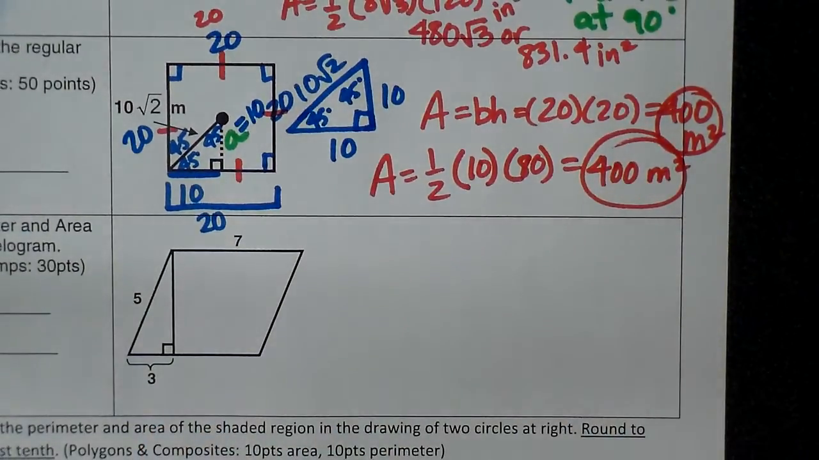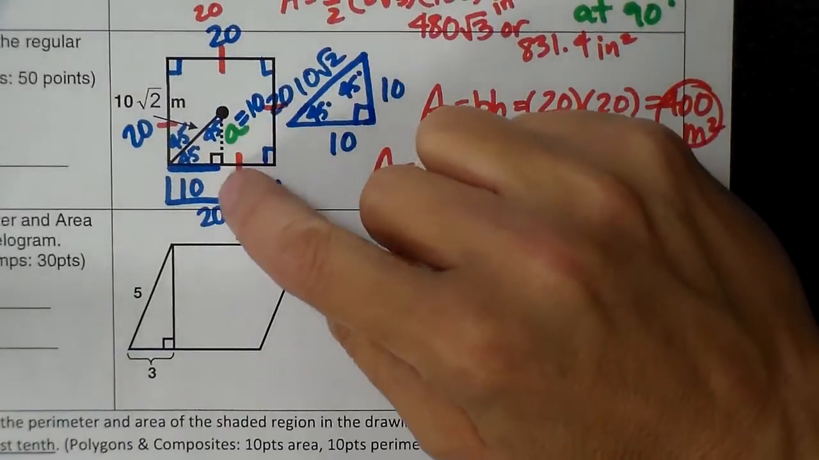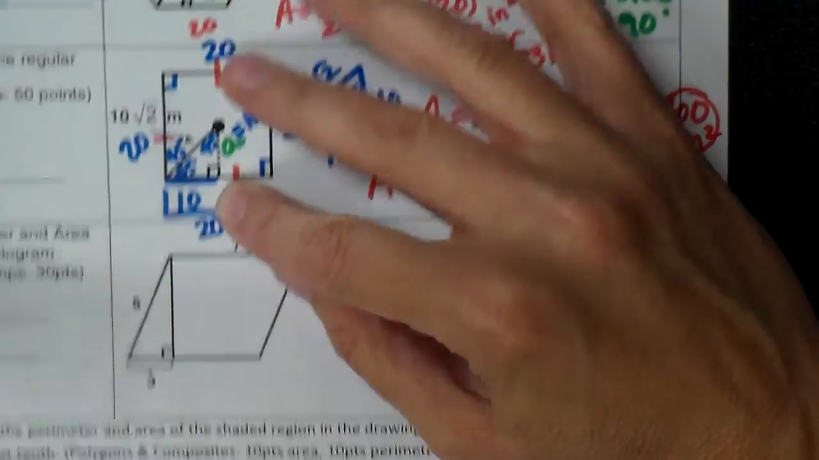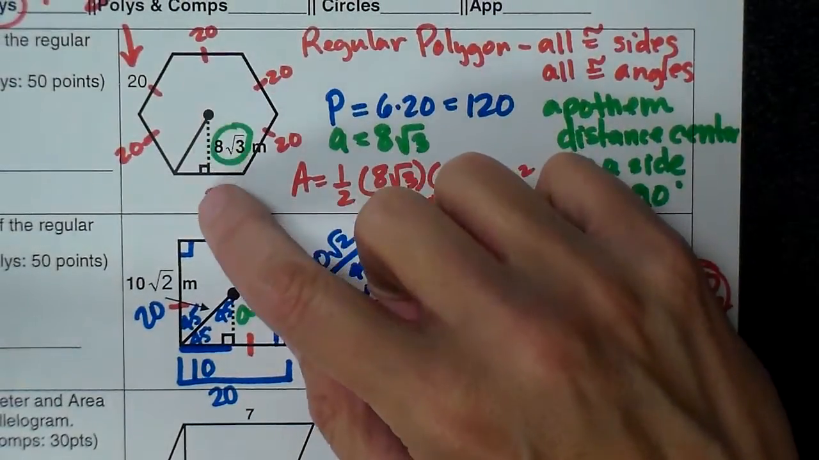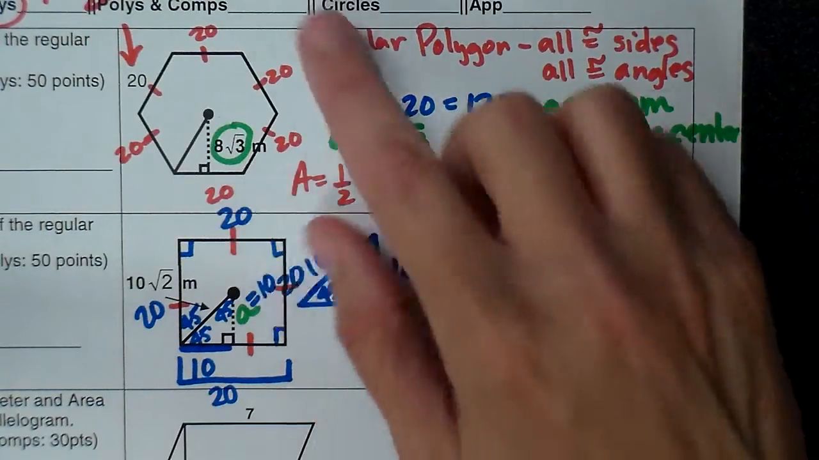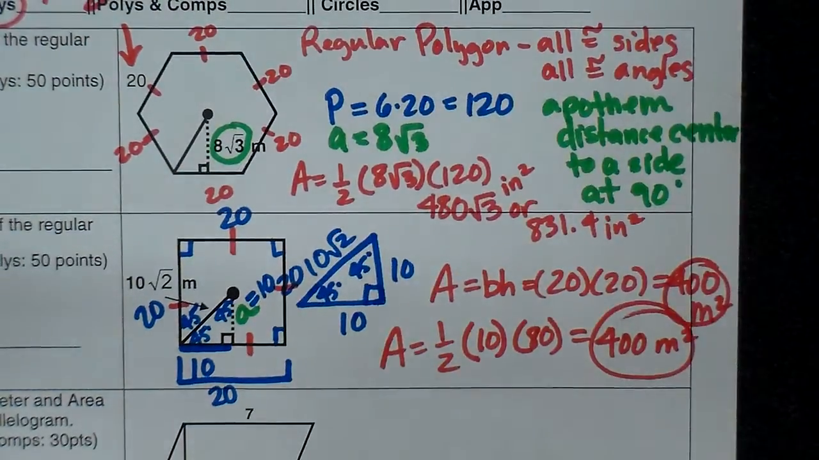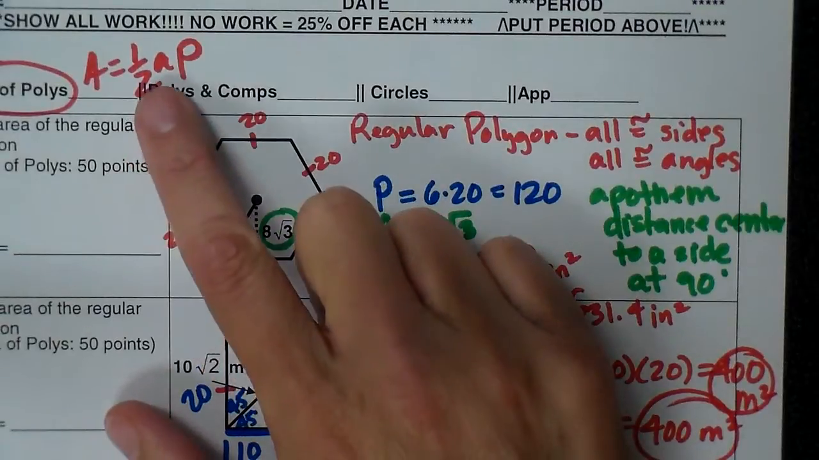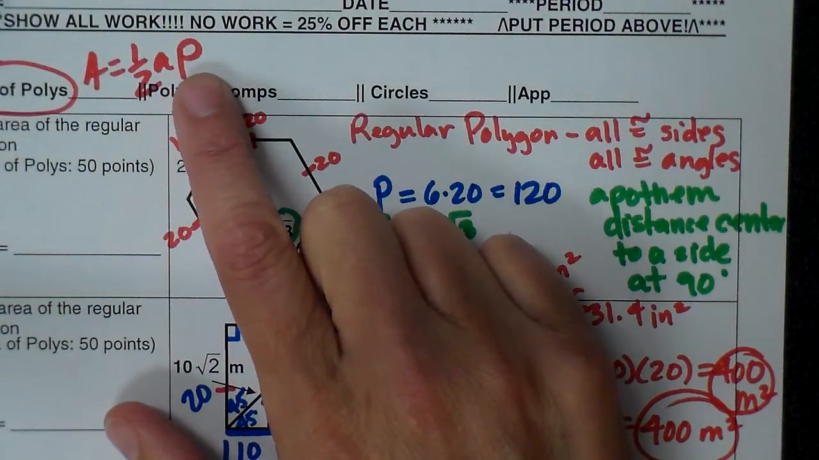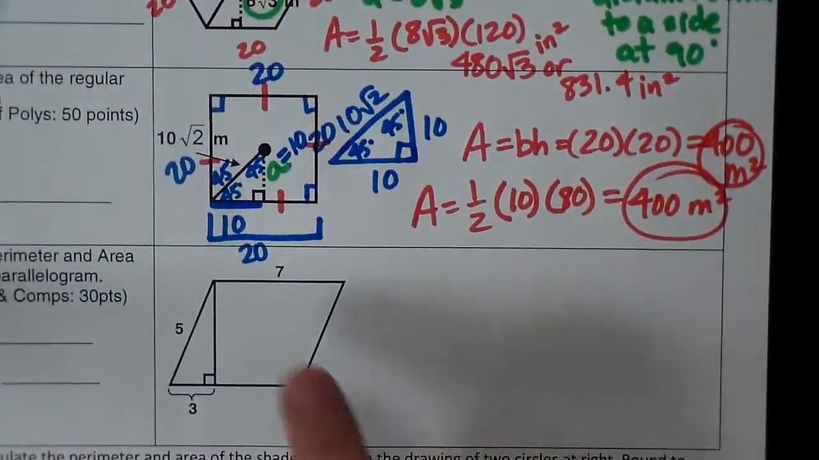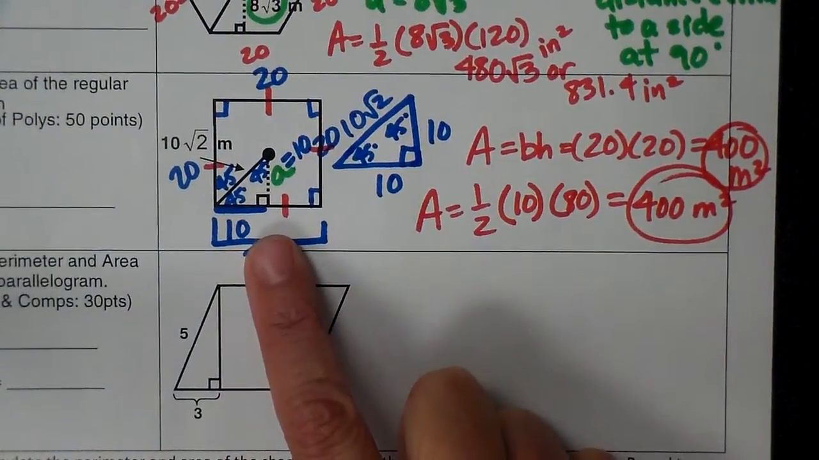So that's how we do the area of regular polygons. You have to be able to find the apothem, which is the distance from the center to the side at 90 degrees. Center to side at 90. And then the perimeter of the polygon itself, so you can apply 1/2 the apothem times the perimeter. Or if it's something like a square or rectangle, you can apply the regular formula.